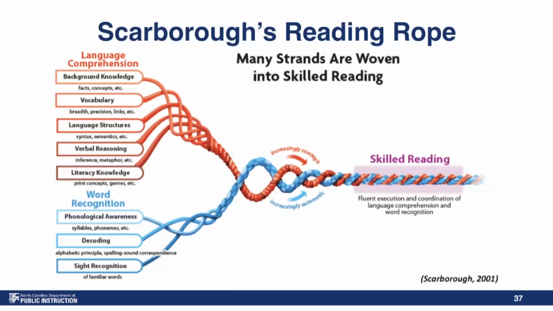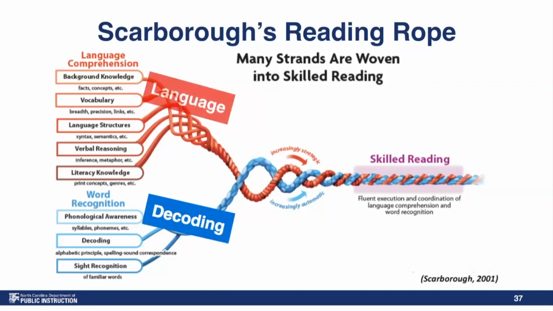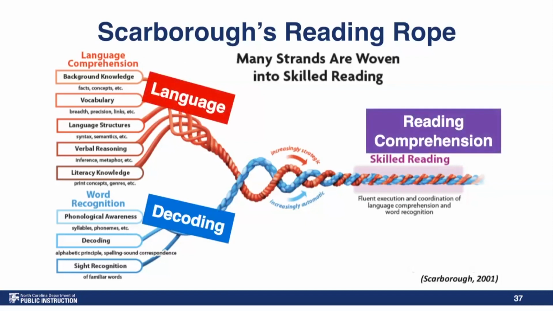So if we overlap Scarborough's reading rope with a simple view of reading, we can see that in both cases, the factors of the equation, or the strands of the rope, must come together to build that skilled reading and reading comprehension to be able to get to our outcomes, so that students are comprehending and understanding what they've read.